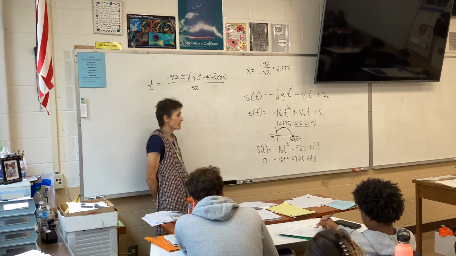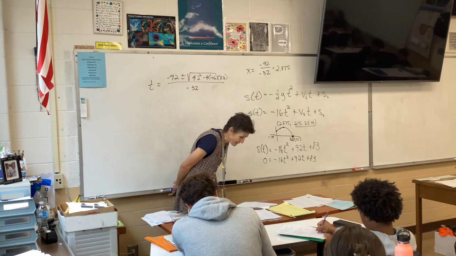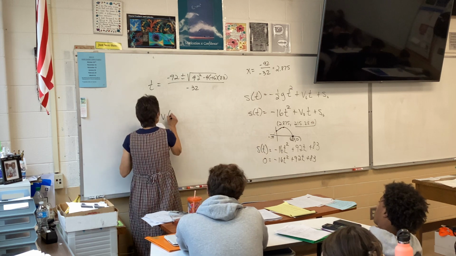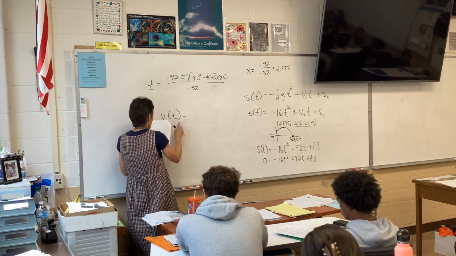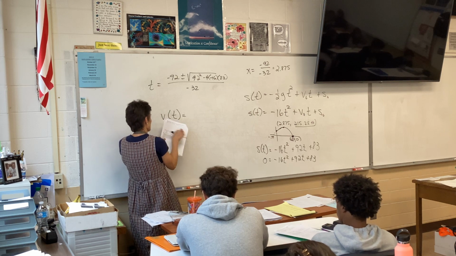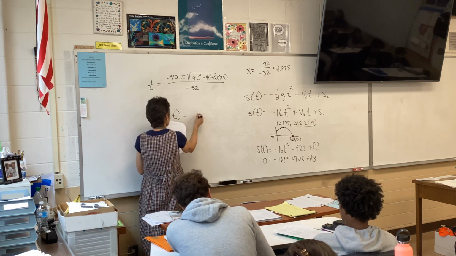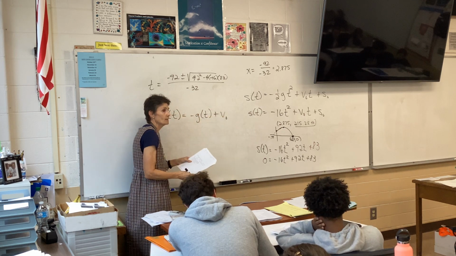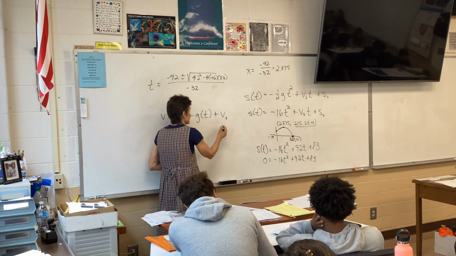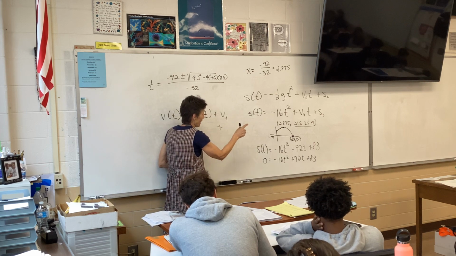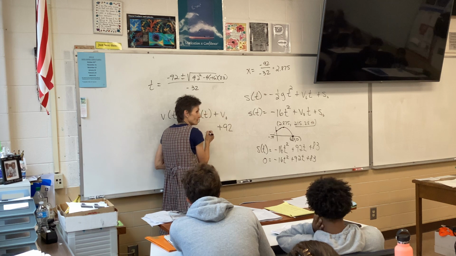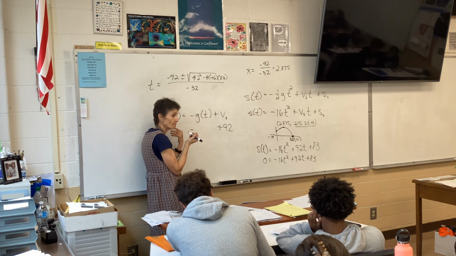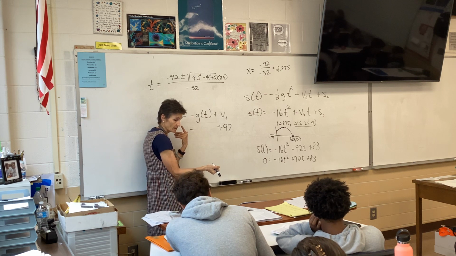Determine its vertical velocity when it hits the ground. Now, this is new, but you're given what you need. Up there with all the information, it says V of t is negative gt plus v sub naught. Now, v sub naught is the initial velocity of the object, which was 92. What's g? They tell you in the problem, what's g? 32.